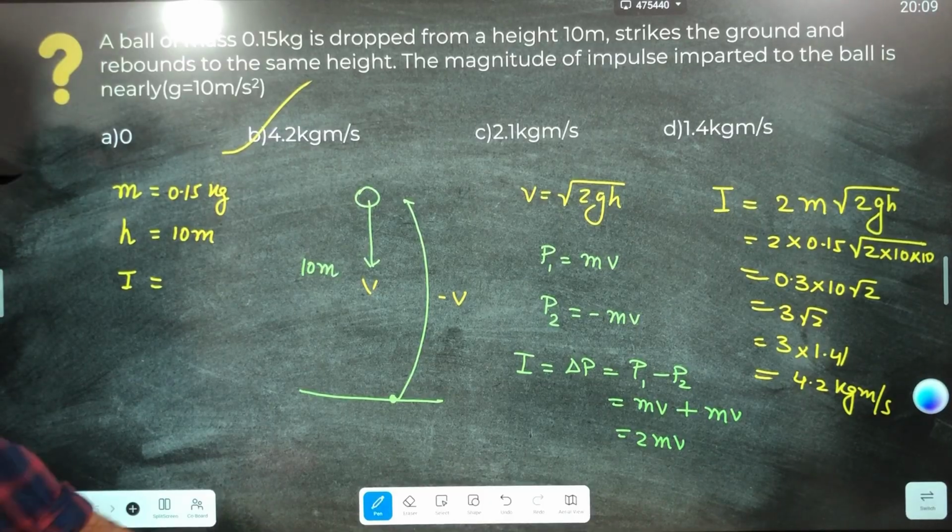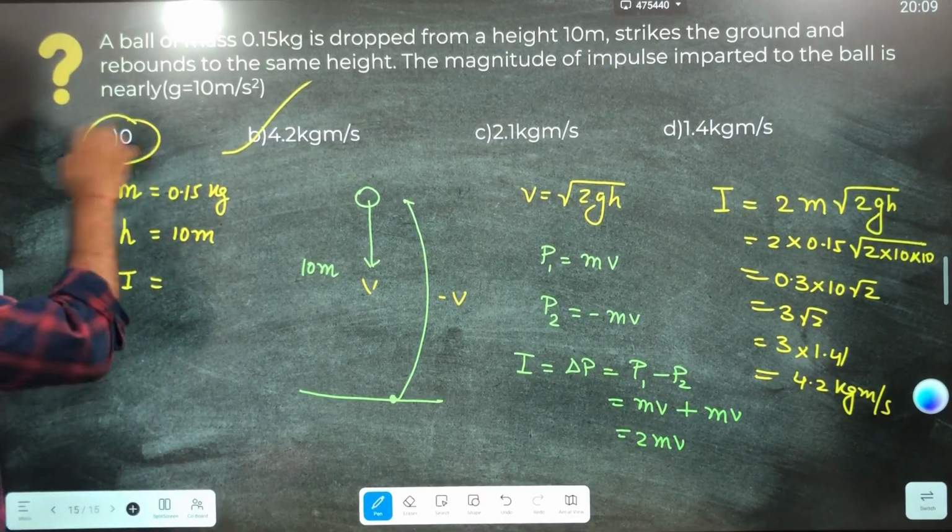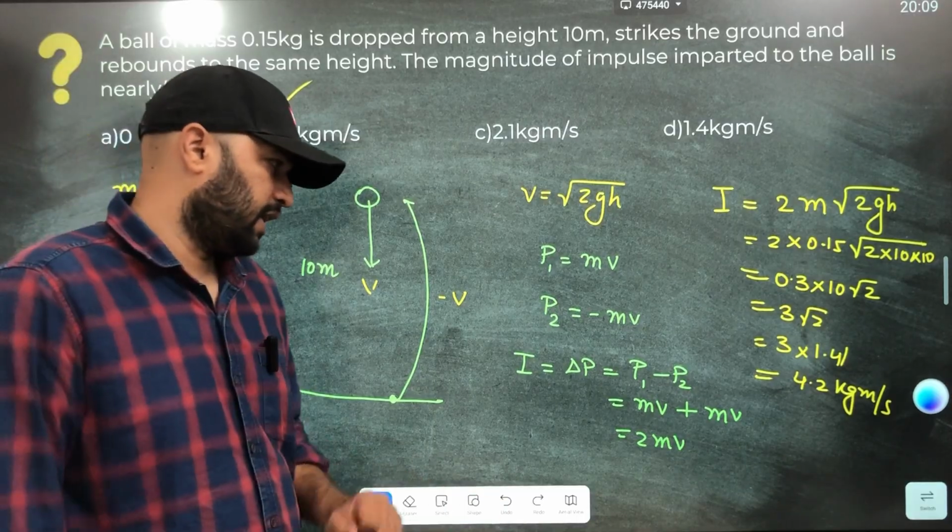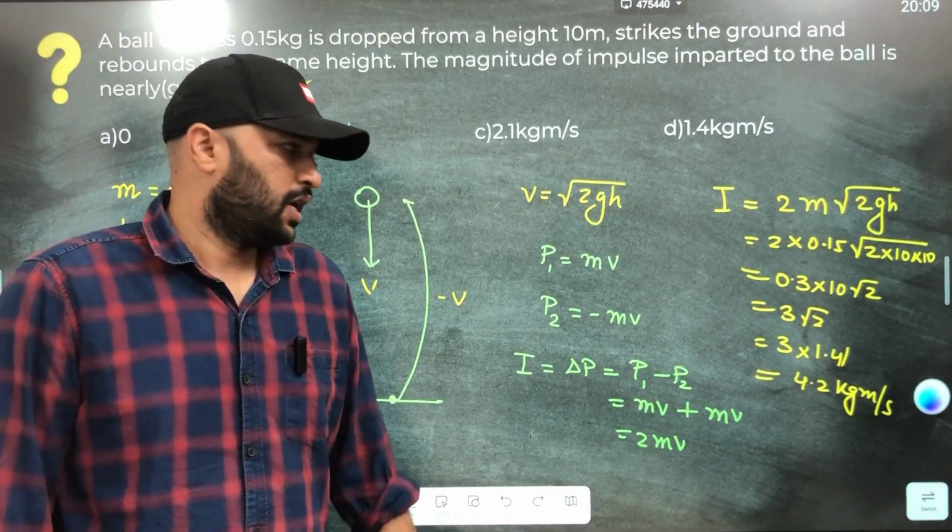So you have to be very careful in such a scenario when the option 0 is also there, but 0 is not correct. Okay, why is 0 not correct? Because of the direction change in the velocity. I hope you understood this.